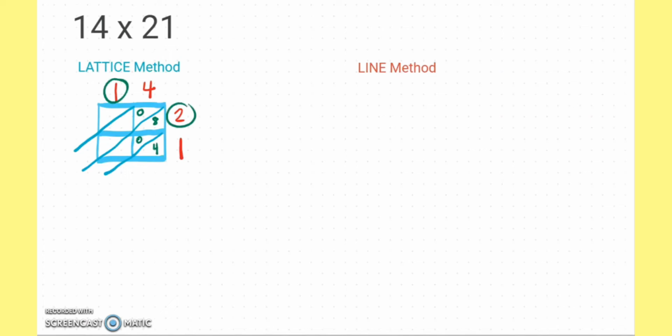Then we have 1 times 2, which is a 2. So we have 0, 2. And then 1 times 1, which is 1. So we have 0, 1. Now let's proceed to adding the numbers in each group. So for this group, we only have a 4.